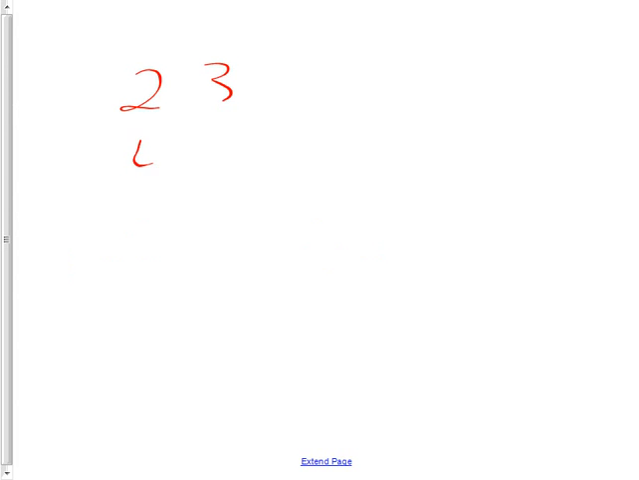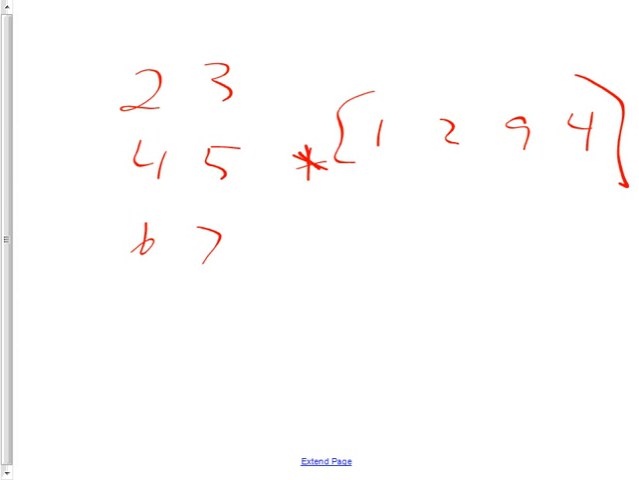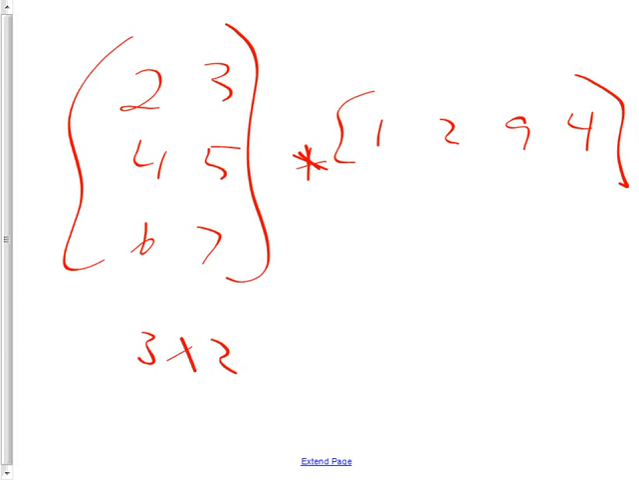Let's say I had 2, 3, 4, 5, 6, 7, and being multiplied by 1, 2, 9, 4. Well, first ask yourself, of course, they don't look like they would multiply. But, what's this? A what by what? 3 by 2. What's this one? A 1 by 4. And since these numbers don't match up, it will not work.